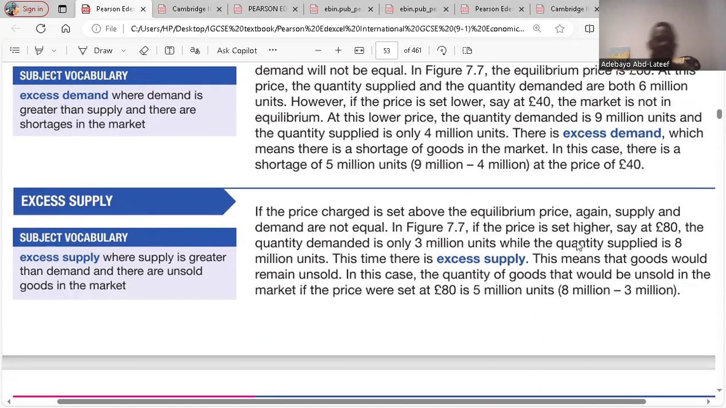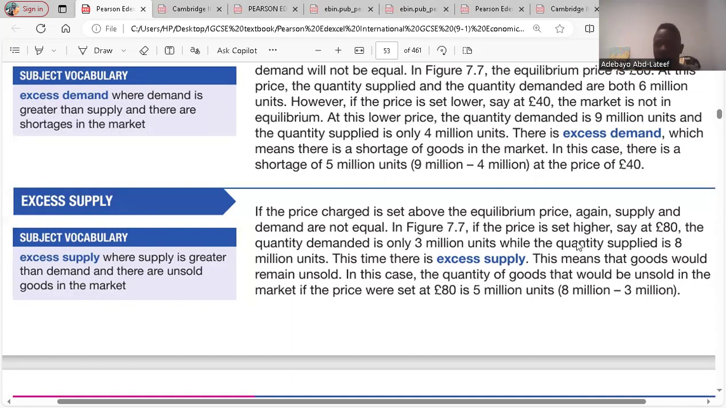Then excess supply. For excess supply, we're talking about the firms, the producers. They want to supply more to the market when the price increases, yes or no? So for excess supply to occur, it means the price has been charged above the equilibrium price. Price above equilibrium price brings about excess supply. Price below equilibrium price brings about excess demand. So both excess demand and excess supply are disequilibrium, because it means it is not equal.